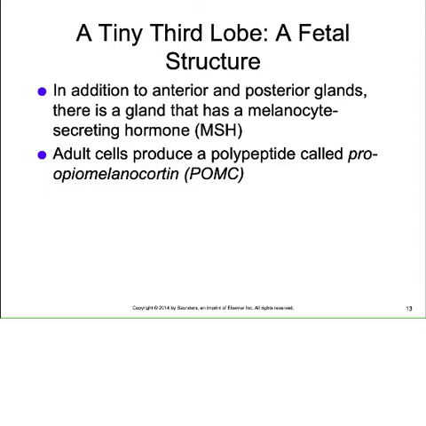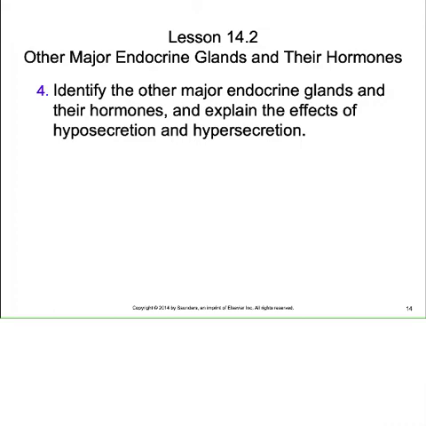Proopiomelanocortin is degraded in the pituitary to adrenocorticotropic hormone and endorphins. Okay. ACTH, we already know what that does, but endorphins are sort of like the body's painkiller, right? So when they're produced, the pain signal that comes from nociceptors and up the spinal cord is slowed down, or in some cases knocked out. Okay? We're going to talk about some of the other endocrine organs and what they do, okay, and talk about what happens when they go into overdrive or when they're inhibited.